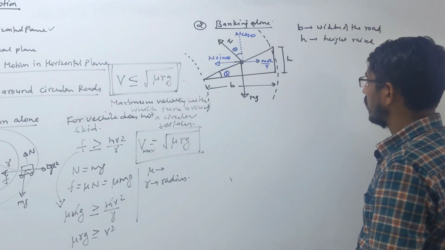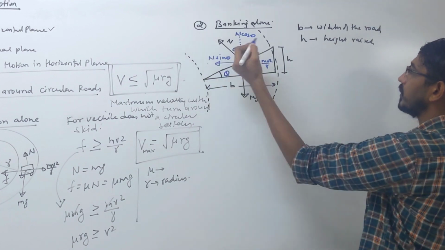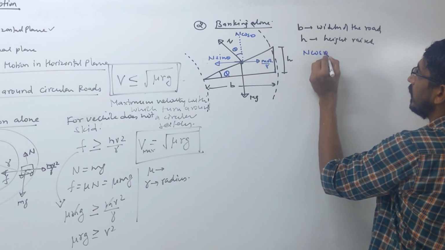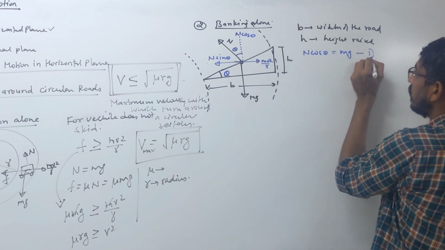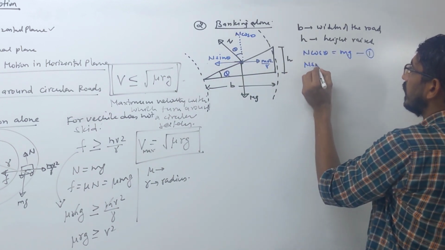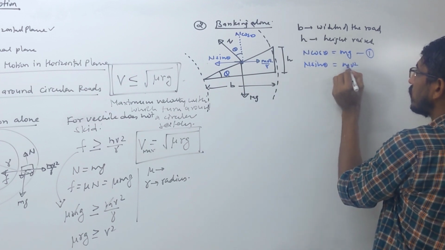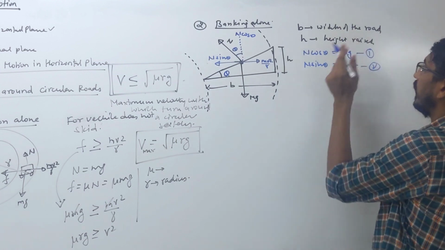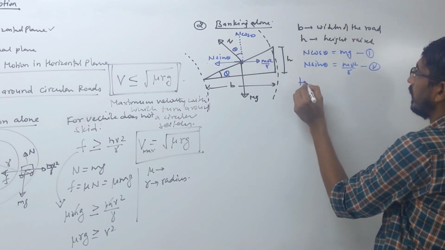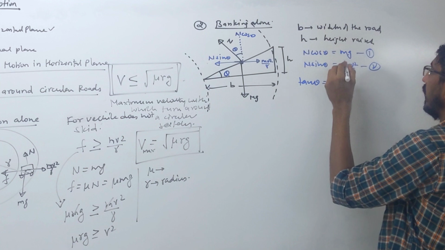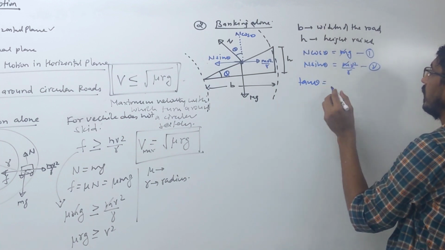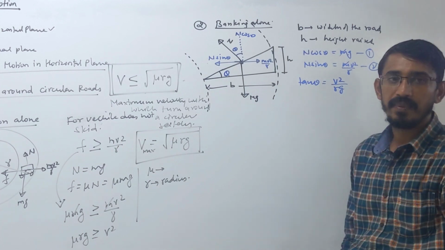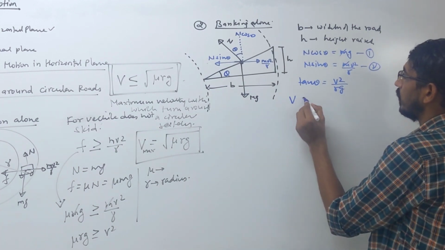These are the forces. Suppose you balance these forces, then what will happen? N cos theta is equal to mg, equation 1. Then N sin theta is equal to mv square by r, equation 2. Let's divide these two equations, 2 by 1. When you divide, N gets cancelled, mass gets cancelled, and you get tan theta is equal to v square by rg. Again we want to find the safe speed only. So what is the answer? V square, or v is equal to what?